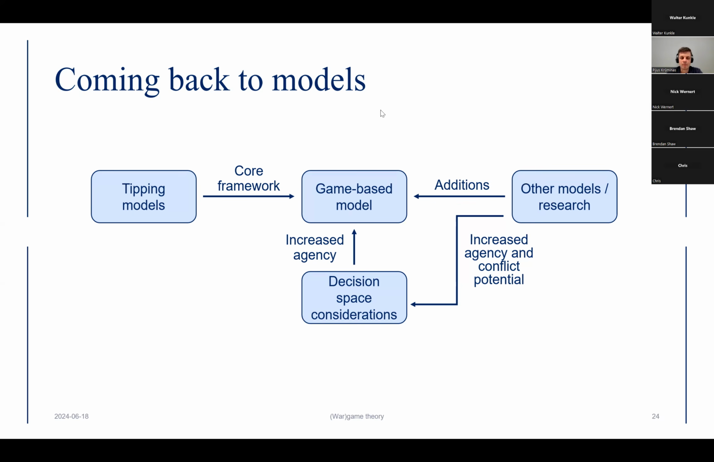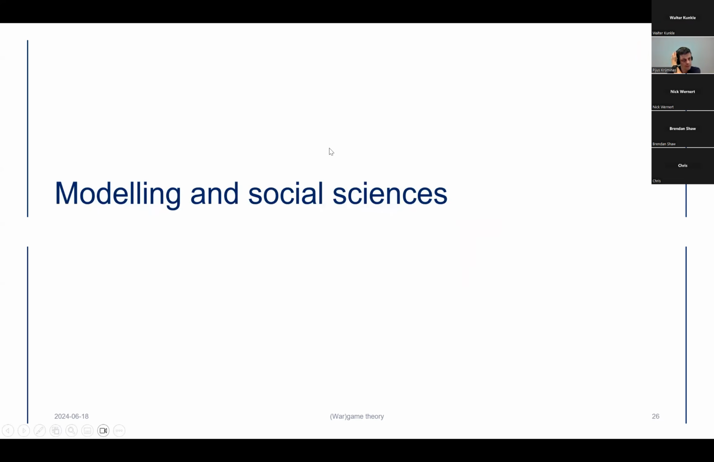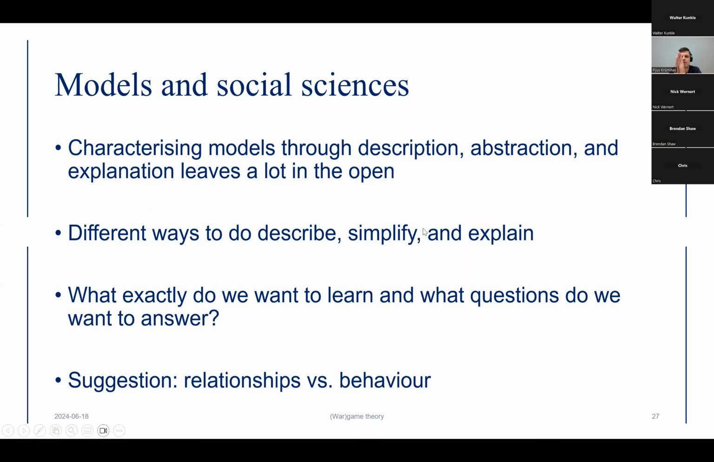So that's basically it for an illustration of how different social science models can be married in a gamified format. Now, if we come back to a broader question of modeling in social sciences, the description, abstraction and explanation that we use to define the key characteristics of models at the start leaves a lot in the open, because we have very many different ways to describe and simplify.